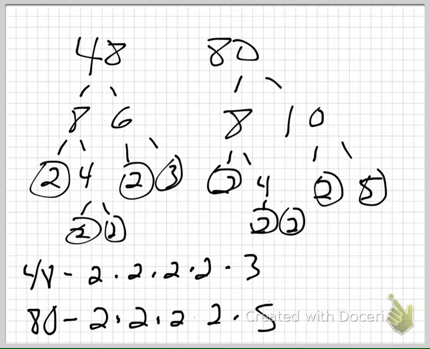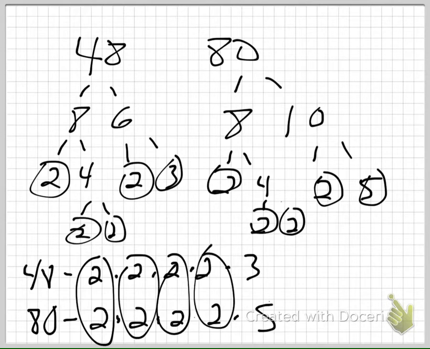What are the common prime factors here? 2's, 2's, 2's, 2's. So now what you do is you multiply them. What is 2 times 2? 4. 4 times 2, 8. 8 times 2 is 16. The greatest common factor of 48 and 80 is 16. Make sense? Yes. Jack? So it's just multiplying the groups. Yep. Got it. What about this?